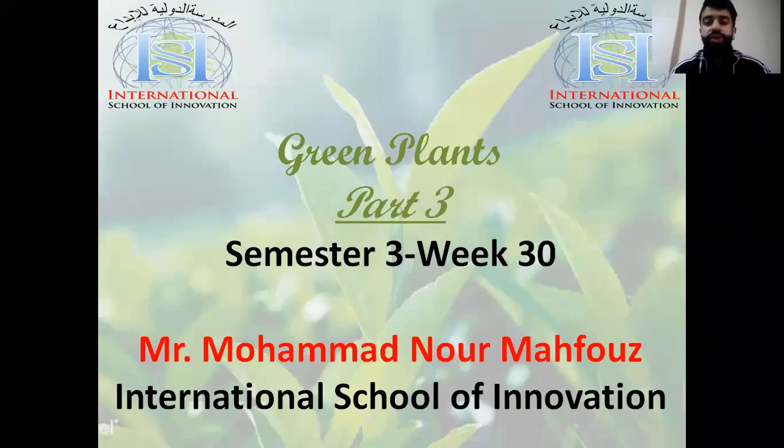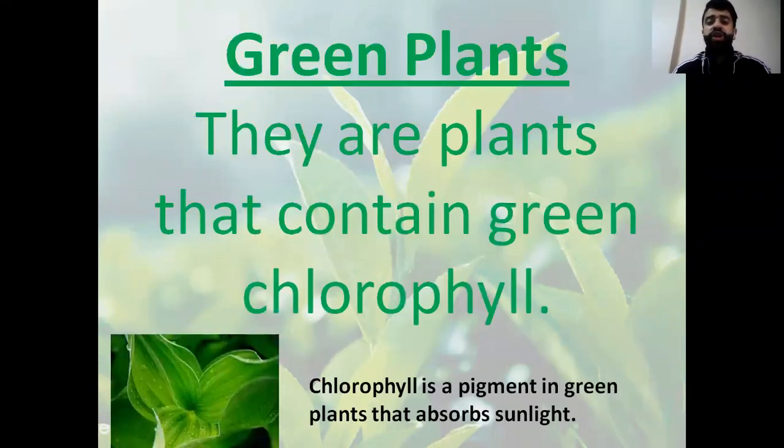In this session, we're going to continue with our chapter about the green plants. This is part 3 for semester 3, week 30. So we study about the green plants, the plants that contain the green pigment called chlorophyll. What did you say about the chlorophyll? It's the pigment in the green plants that absorbs sunlight and makes the plant green. So we said that the green plants are called chlorophyllic plants because they contain chlorophyll, while the non-green plants are called non-chlorophyllic plants.